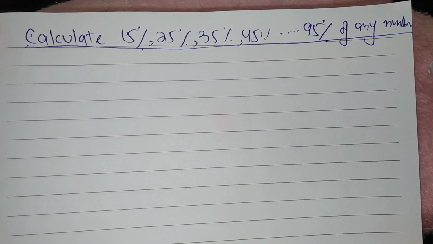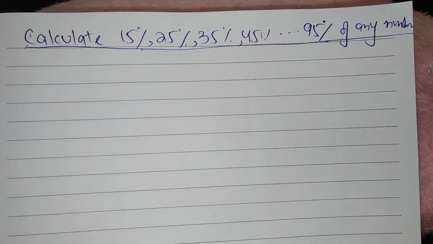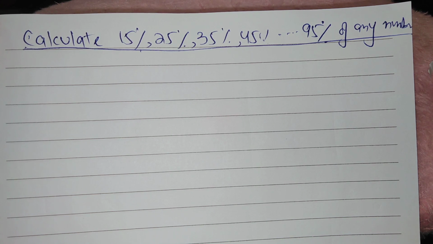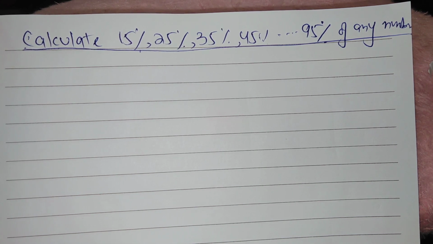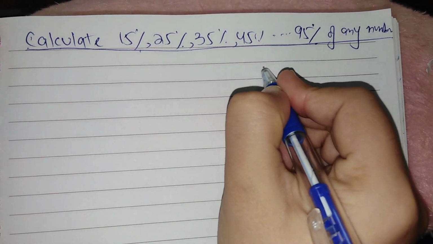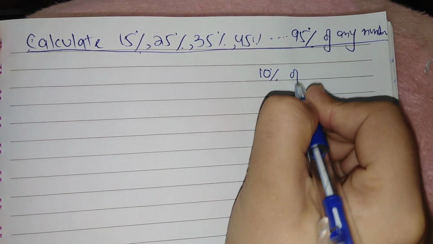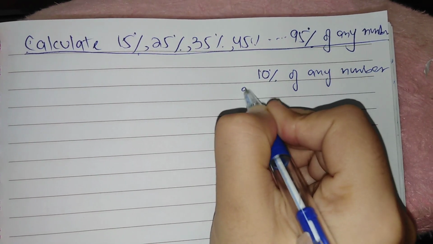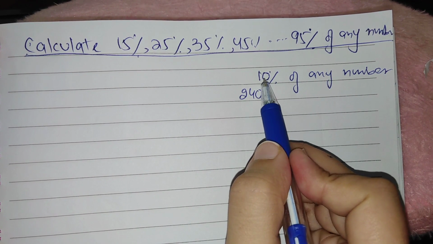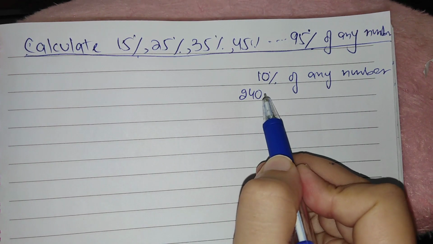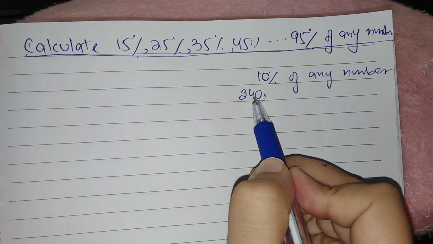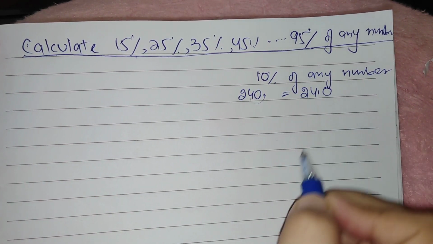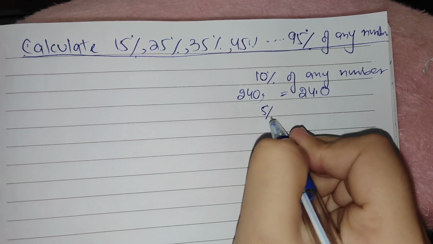Today's topic is how to calculate percentages that end with 5, meaning 15%, 25%, 35% up to 95%. So, revising some of the basic concepts: how to calculate 10% of any number. For example, 240. For 10% calculation, just move the point from here to after one digit from the right side. So 10% of this will be 24.0.